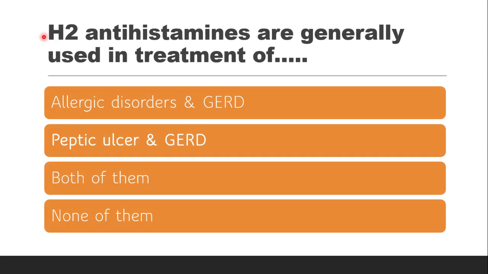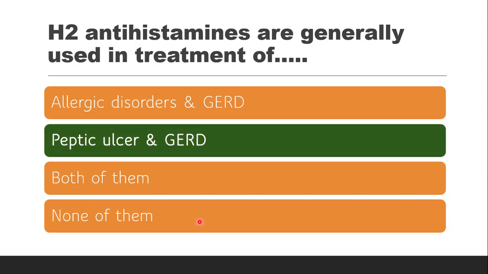Next question is, H2 antihistamines are generally used in treatment of: allergic disorder and GERD, peptic ulcer and GERD, both of them, or none of them. Majorly H1 antihistamines are used in case of allergic conditions and H2 antihistamines are used in treatment of peptic ulcer. So the correct answer is peptic ulcer and GERD. GERD is nothing but gastroesophageal reflux disease.